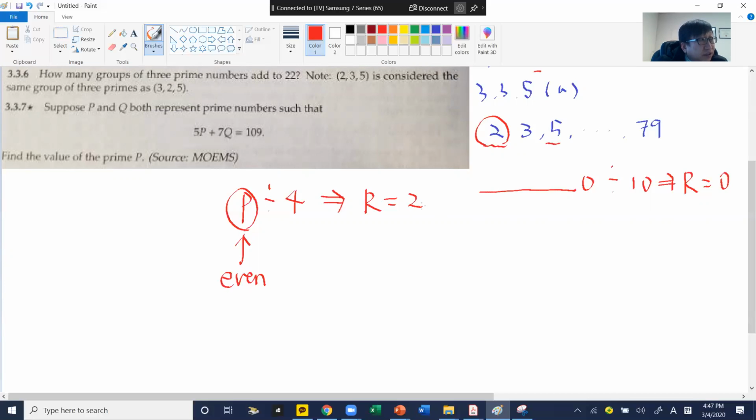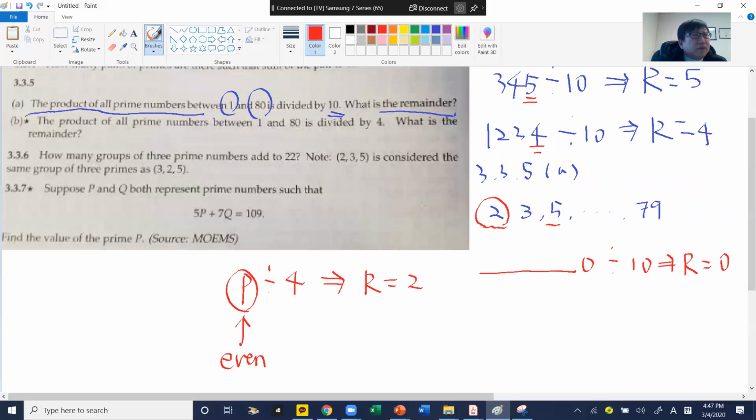You understand me? Can we do another example of number 5? Number 5. Yeah, just to get the hang of it. The same thing. It's like if they ask the product of all prime numbers between 1 and 1 million, divided by 10 is still 0. How about divided by 4?